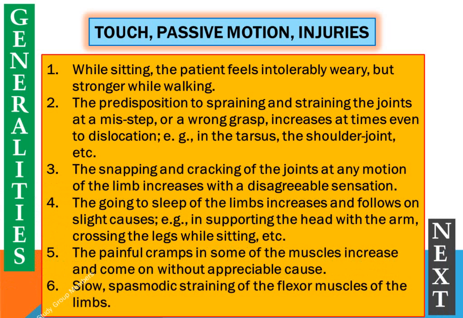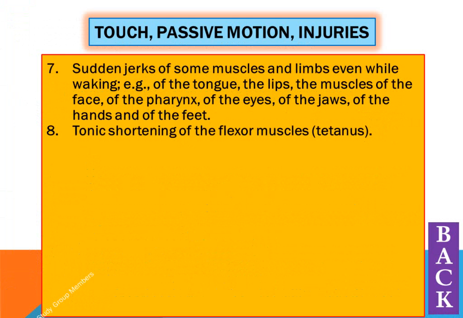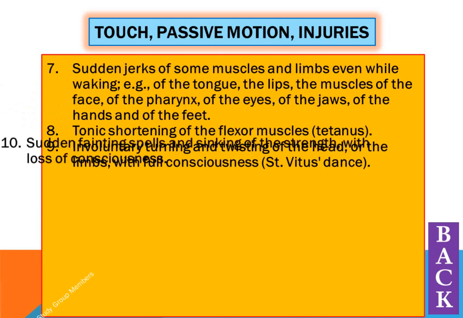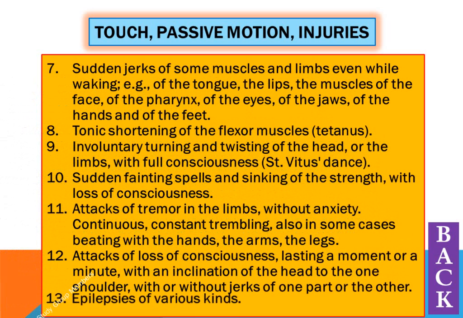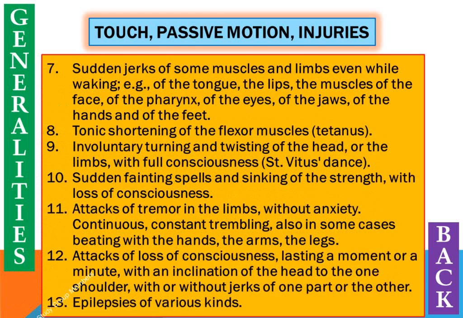Intermittent claudication, we have noted in the last lecture, increases and comes on without any appreciable cause. Slow spasmodic straining of the flexor muscles of the limbs. Then sudden jerk in some muscles, tonic shortening of flexor muscles, involuntary turning and twisting of the head, or that is Saint Vitus's dance, chorea. So these choreiform convulsions, sudden fainting spells and sinking of strength, attacks of tremor in the limbs, attacks of loss of consciousness, epilepsies of various kinds. So all epilepsies have been listed here as psoric symptoms.